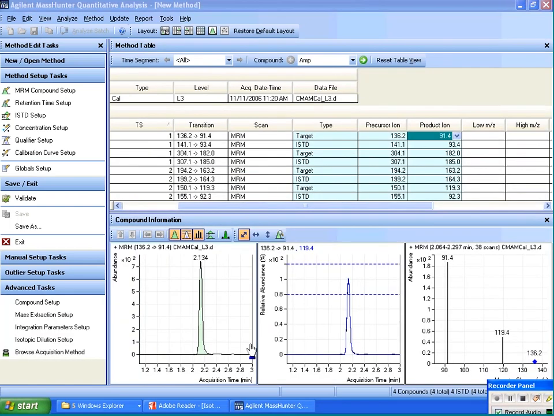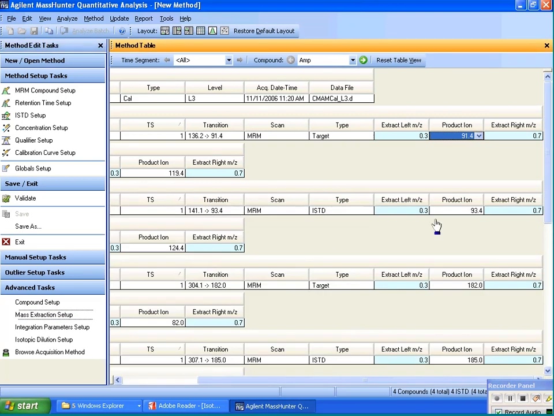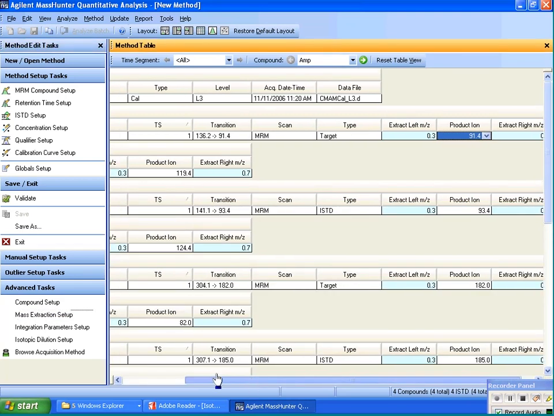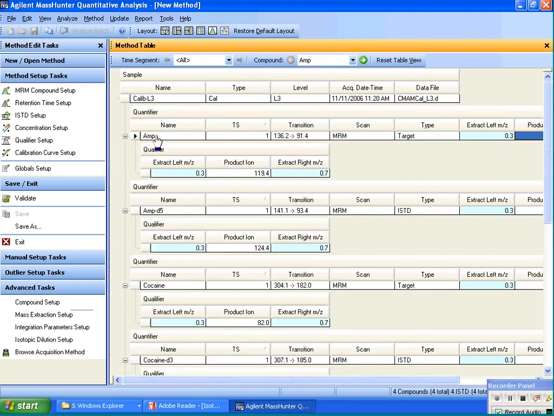Let's take a look at the advanced tasks. And we'll go directly to mass extraction setup. So, in the mass extraction setup, I can see that for each compound and its qualifier, I have visibility into the left and the right setting for the mass extraction window.